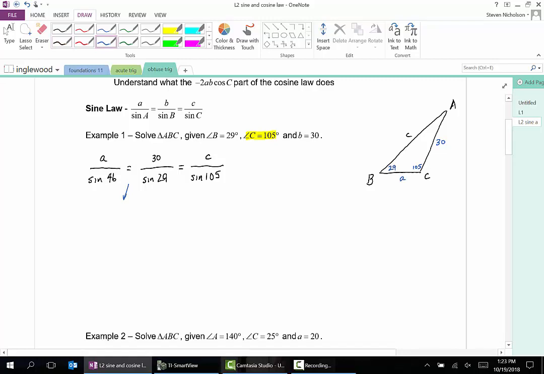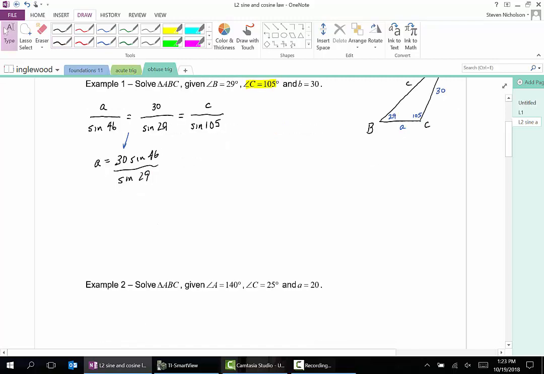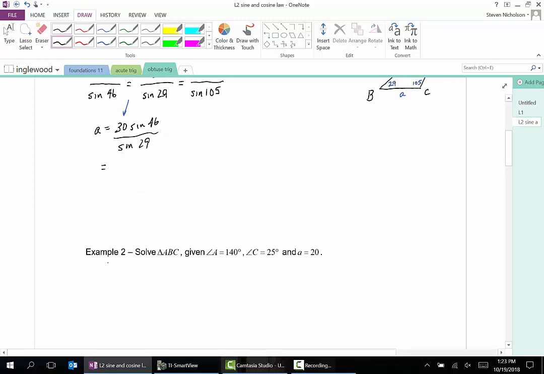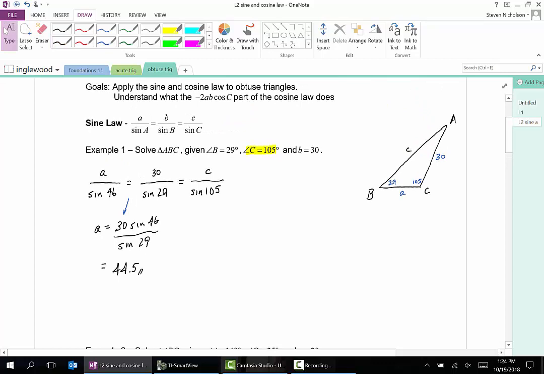I'm just going to imagine the C stuff wasn't there, and I'm going to isolate a. I'm going to multiply both sides by sine of 46. I'm going to do this really quickly because you just finished the unit before, and this is what we did. So I'm just going to isolate that, do my algebra really quickly, and when I punch that all into my calculator, I get 44.5 units, whatever my number is.